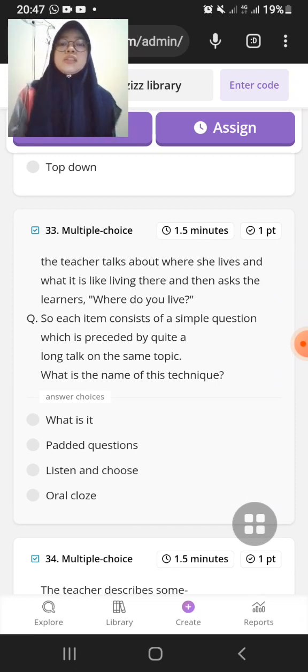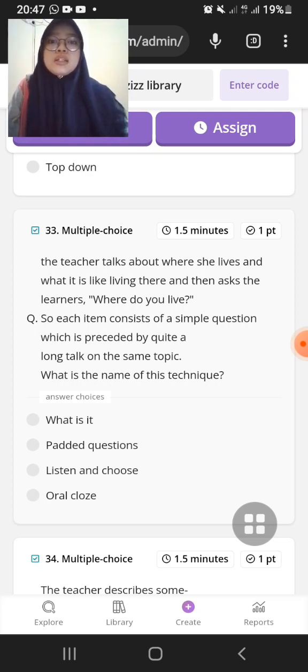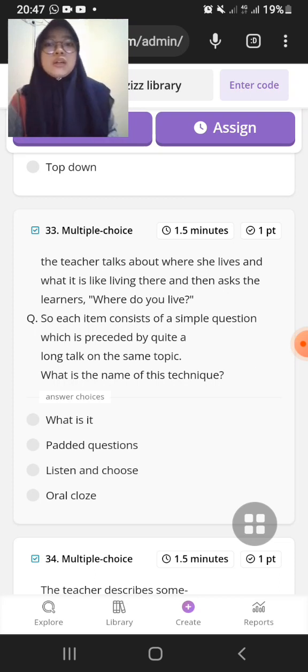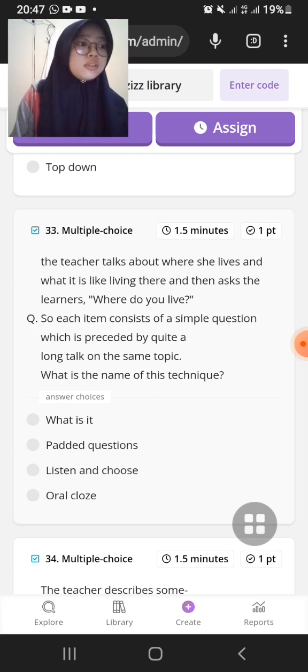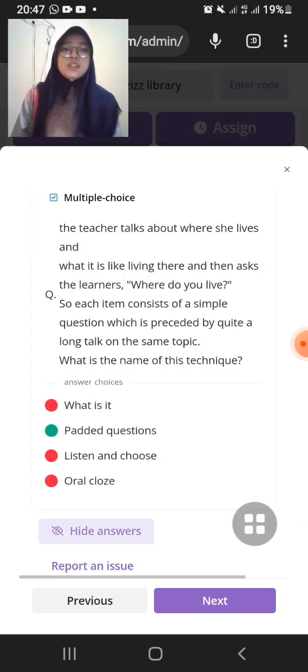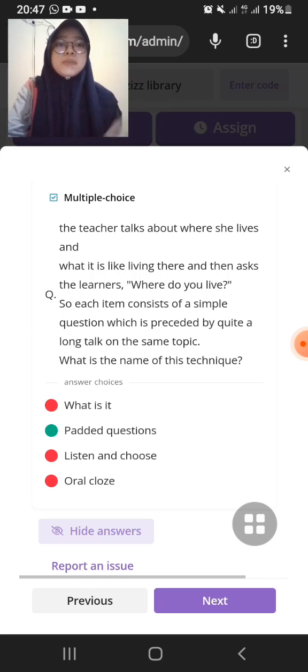Question number 33. The teacher talks about where she lives and what it is like living there, and then asks the learners, where do you live? So each item consists of a simple question, which is preceded by quite a long talk on the same topic. What is the name of this technique? The answer is paired questions. Because paired questions give a lot of listening practice with a minimal language response.